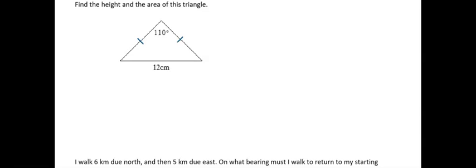What we're going to do here is we're going to cut this triangle in half by dropping a perpendicular line down. So it meets at right angles and it cuts this triangle in half. So what we now have, if we draw this triangle out again, this is very rough, but we've got a right angle triangle. This 12 has been cut in half, so it is now 6 centimeters. And 110 has been cut in half, so it is now 55 degrees.